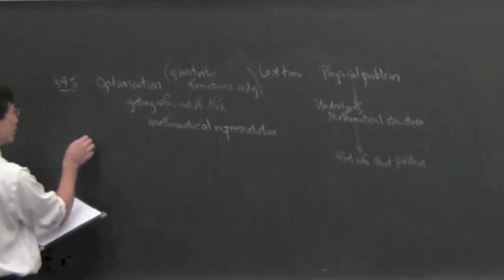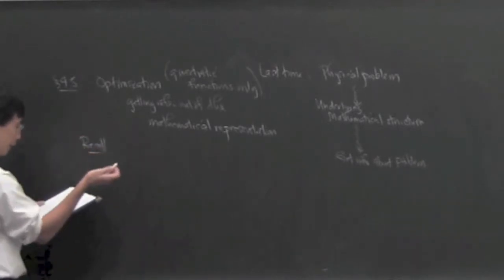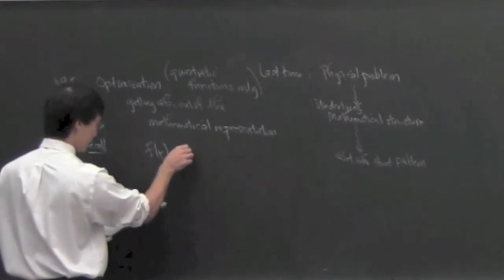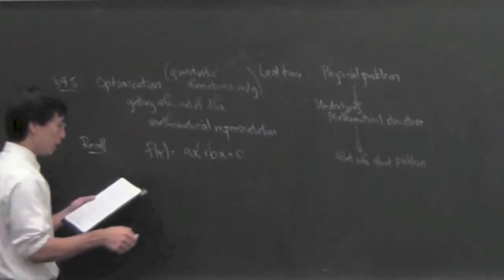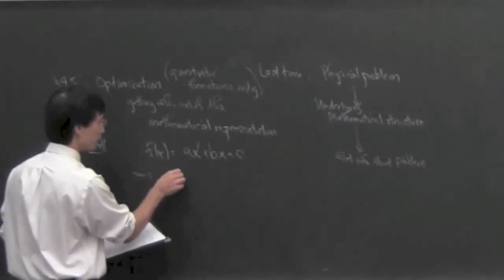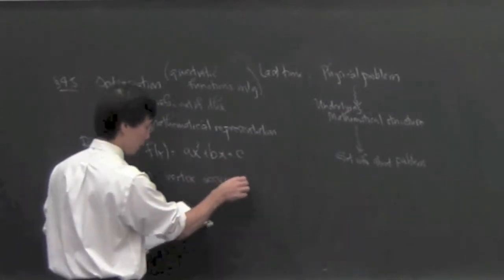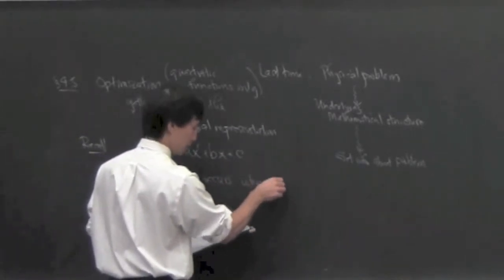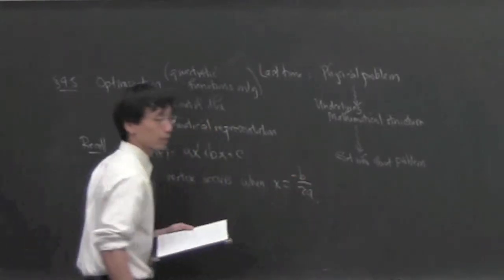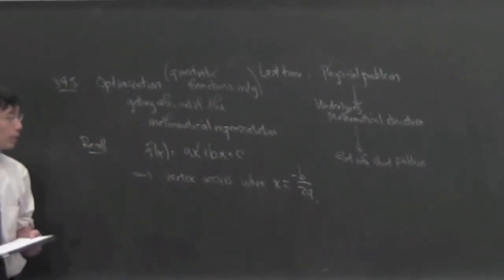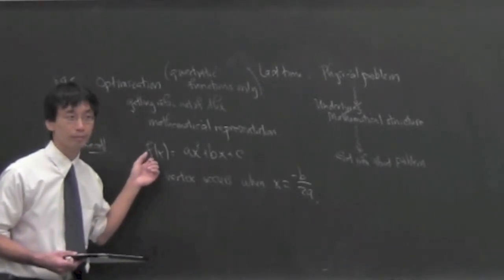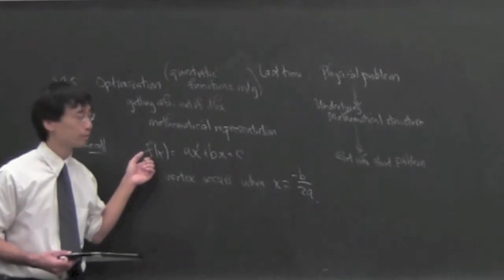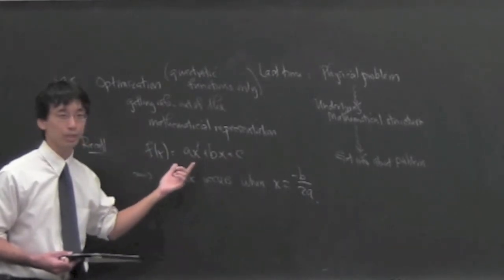Okay, so only quadratic functions, and let's recall, if you have a quadratic function, f of x is ax squared plus bx plus c, then the vertex occurs when x equals negative b over 2a. Is that obvious? Can anyone explain it to me? Why do we know the vertex typically occurs there?